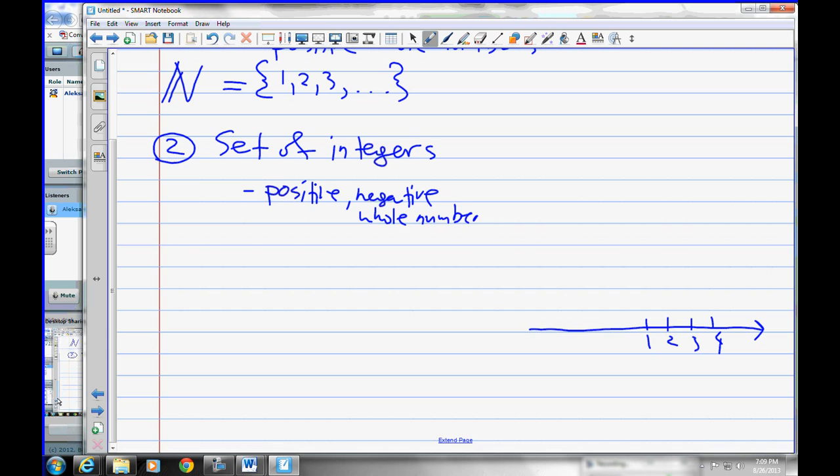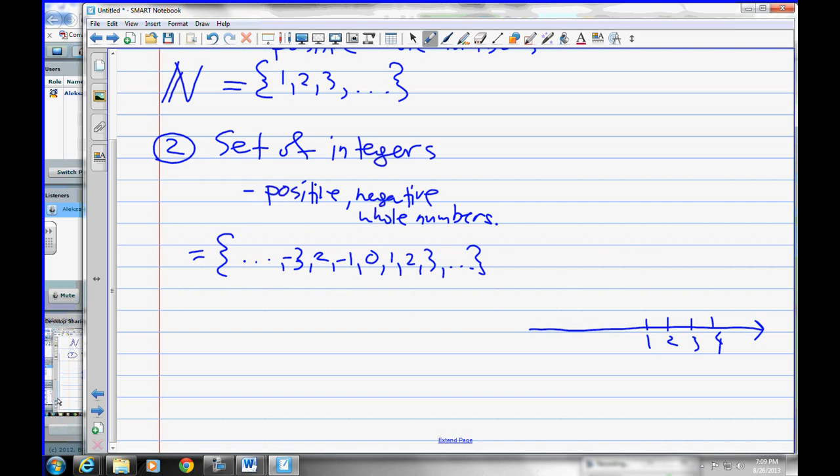Your book will also talk about the set of whole numbers. Nobody cares about the set of whole numbers. It's made up. Same as natural, it's only plus. But integers, I don't know where to start. It goes negative: -3, -2, -1, 0, 1, 2, 3, and so on.